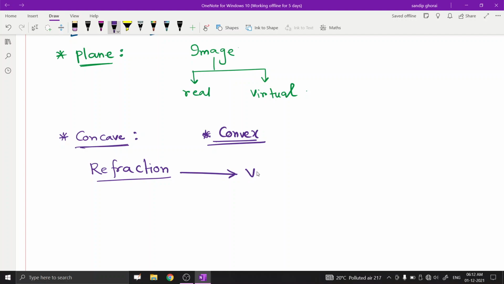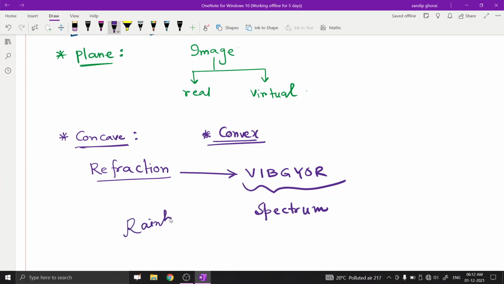From refraction we get this behavior, and this is the spectrum of light. Some natural phenomena occur due to dispersion, and an example is a rainbow.